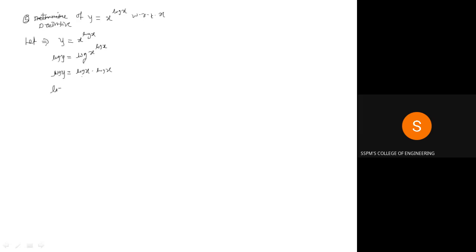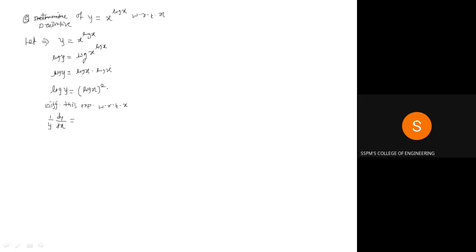Okay, so log of y is equal to log of x whole square. Now in this case we need to find the derivative of y. So differentiating on both the sides with respect to x. What is the derivative of log y? It is 1/y into the derivative of y, which is dy by dx.